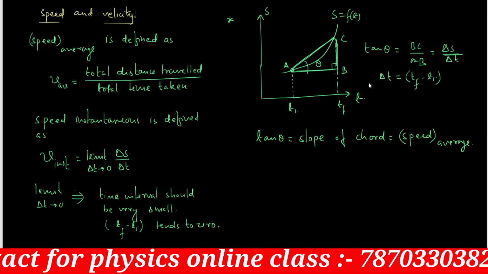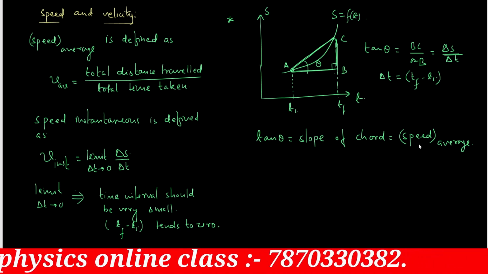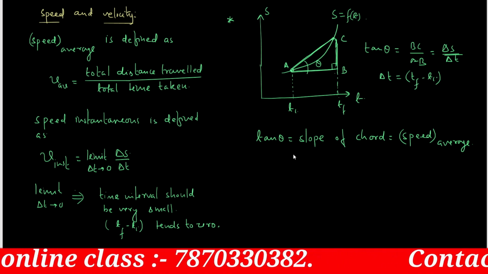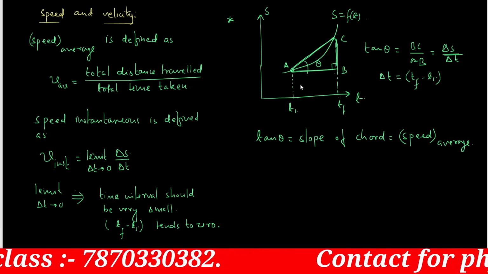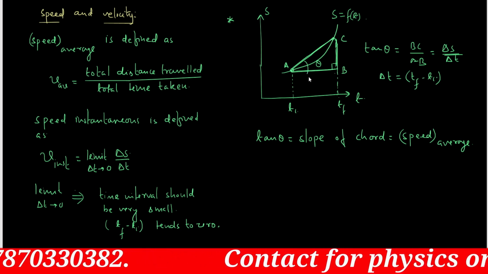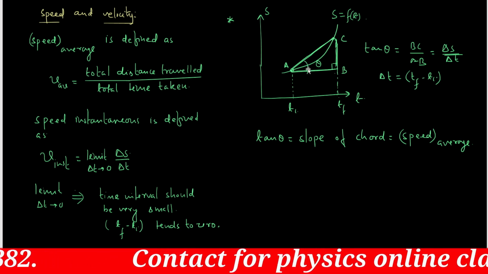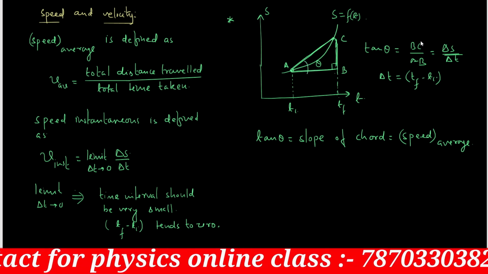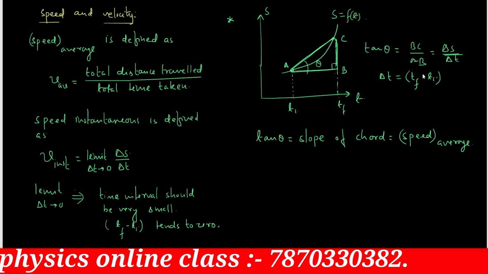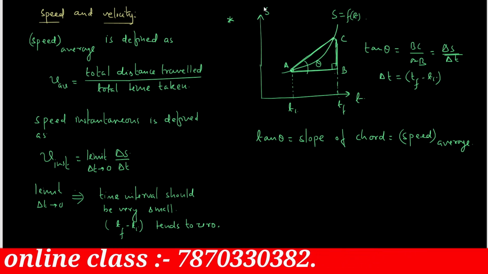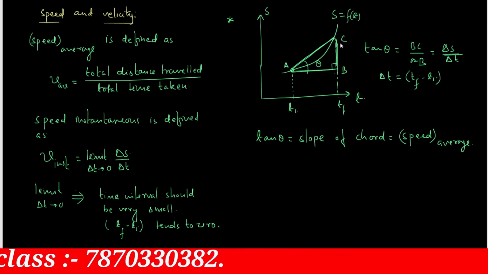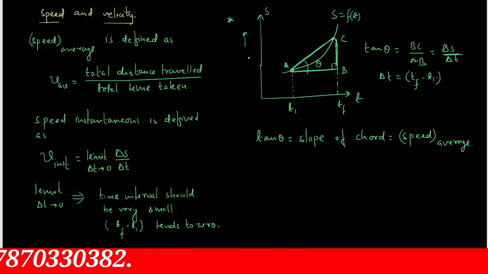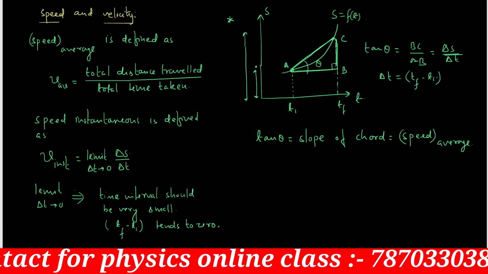Clear? Not clear. One second. So tan theta... That's clear. Understood. Because tan theta equals perpendicular by base, and this length will be just delta S. I think this is S final, and this is S initial.